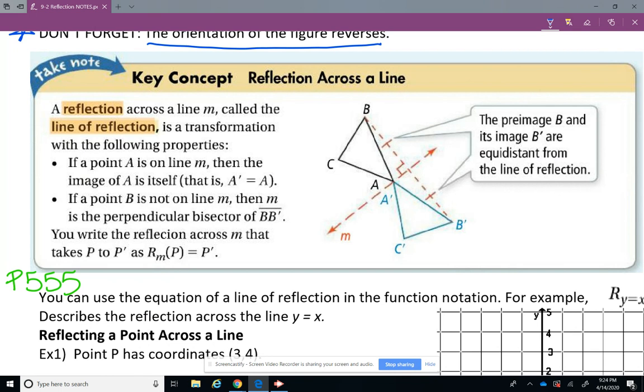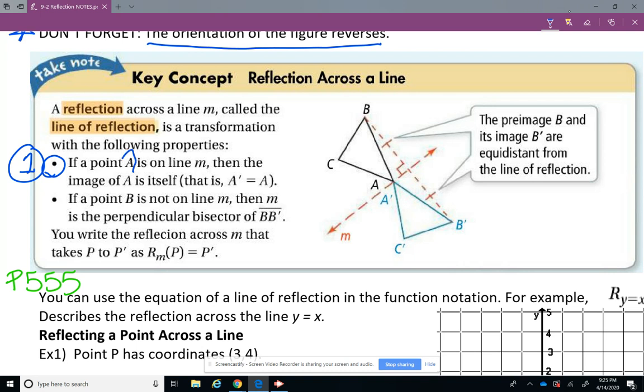Reflection across a line. All right, now in this picture, the line I'm looking at is this line right here, this blue line. You see its name is M. This is line M. So a reflection across line M, called the line of reflection, is a transformation that has the following properties. So we're going to look at the properties that you have whenever you do a reflection. All right, the first one.